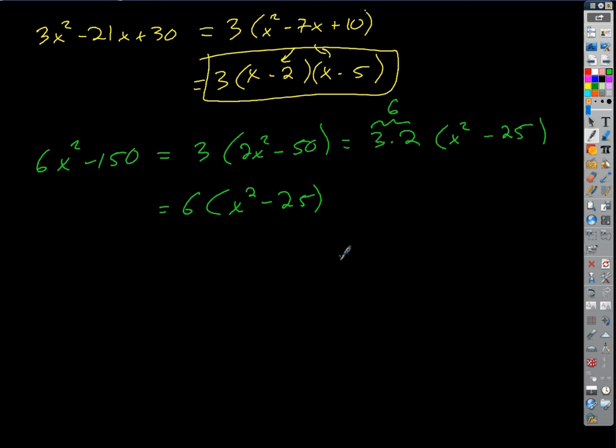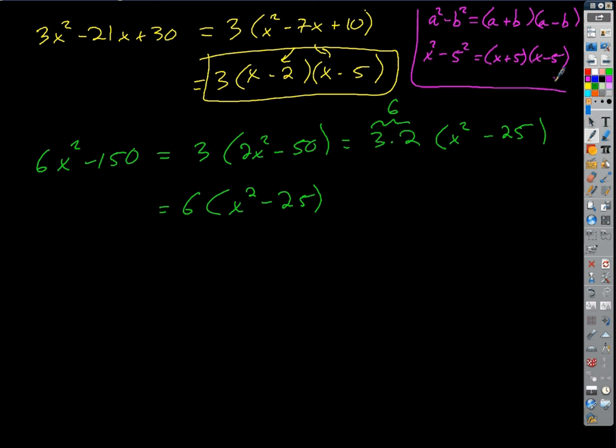Which pattern is that? x squared minus b squared. So that fits the pattern of difference of squares, doesn't it? If I have something that fits that pattern, let's write that pattern down up here. Difference of squares: a squared minus b squared equals what? a plus b times a minus b. This one looks like x squared minus what squared? 5 squared. So what's it equal then? x plus 5 times x minus 5. Good. So for our green factored form, we're going to get 6 times x minus 5 times x plus 5.